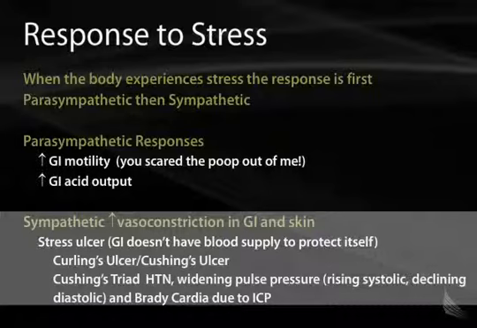Sympathetic responses result in increased vasoconstriction in the GI tract as well as the skin. So, for example, with stress, ulcers occur when the GI tract doesn't have enough blood supply to protect itself. There are two different types of stress ulcers, namely Curling's ulcers and Cushing ulcers, and we will discuss these later on. This is not to be confused with Cushing's triad, where in the presence of raised intracranial pressure, we have the classic triad of hypertension, a widening pulse pressure, and bradycardia.